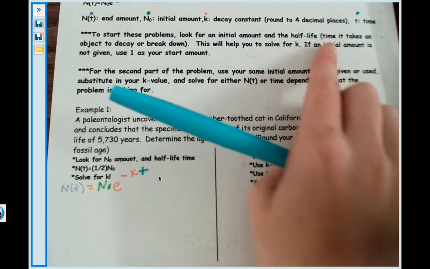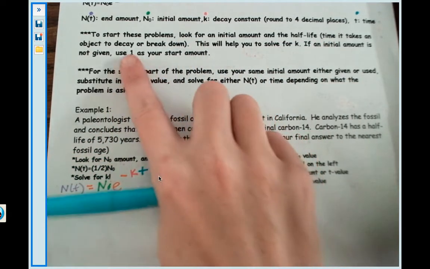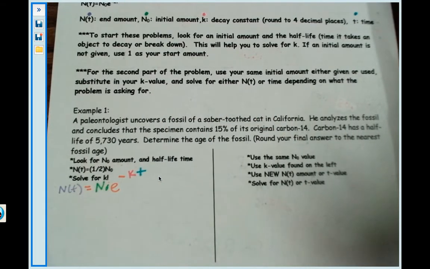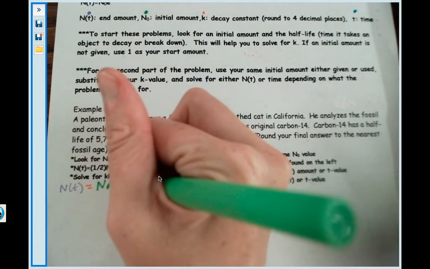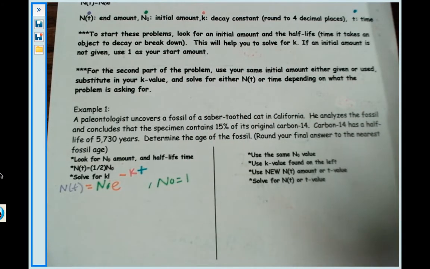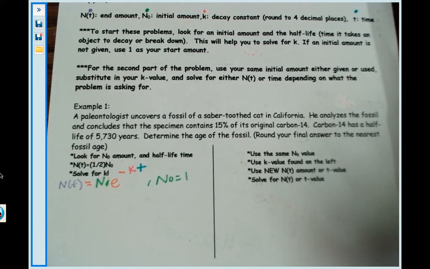If the initial amount is not given, use 1 as your start amount. Since we don't really have a start amount that the fossil initially had, we're just going to use 1 as our start amount. So in this case, our n sub 0 is just a 1, which is not really common. In all the rest of the problems, our n sub 0 will have an actual answer. So this one's a little trickier.